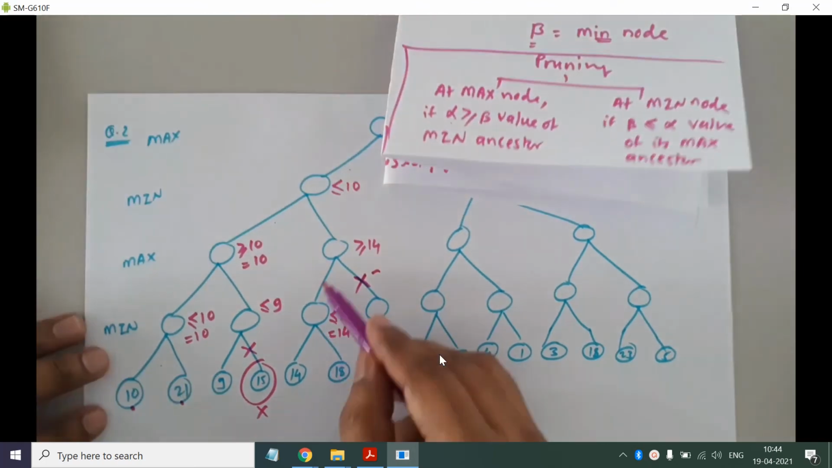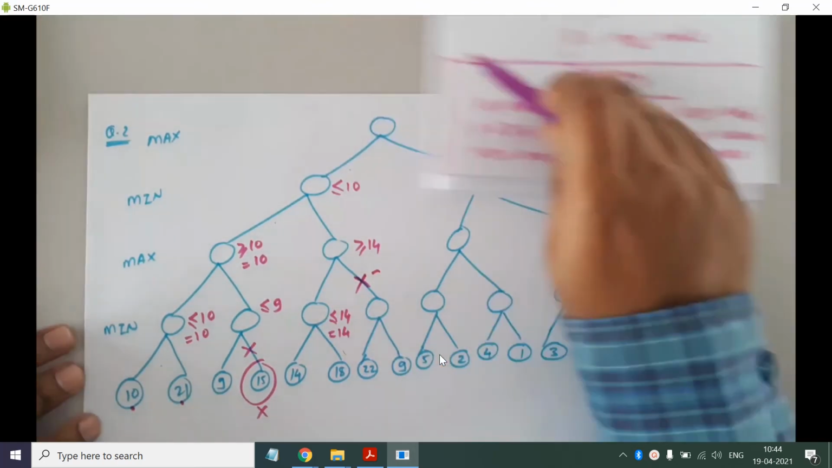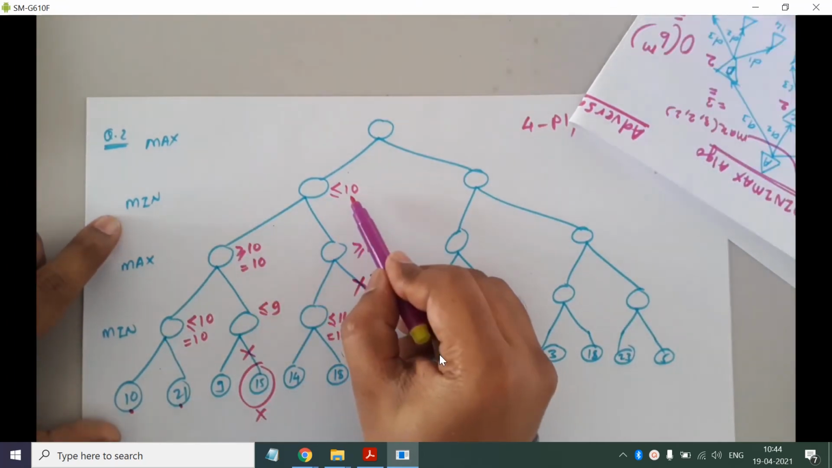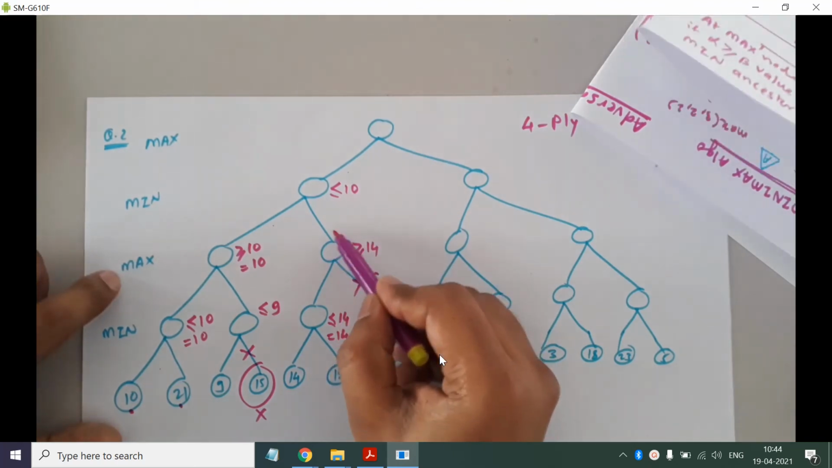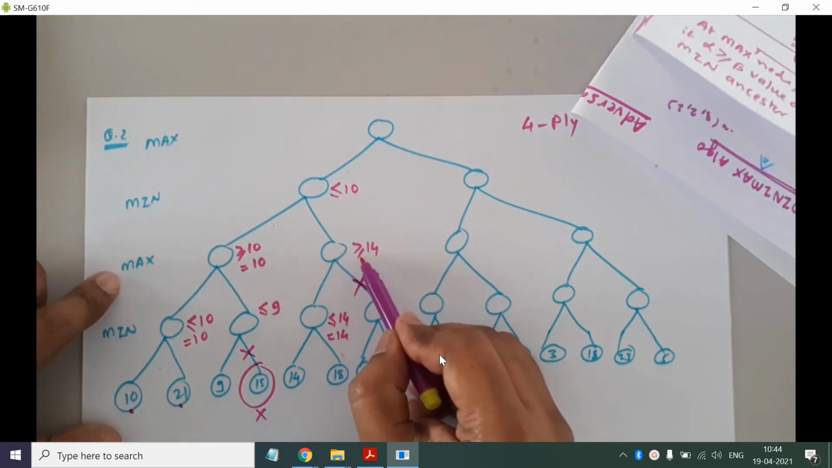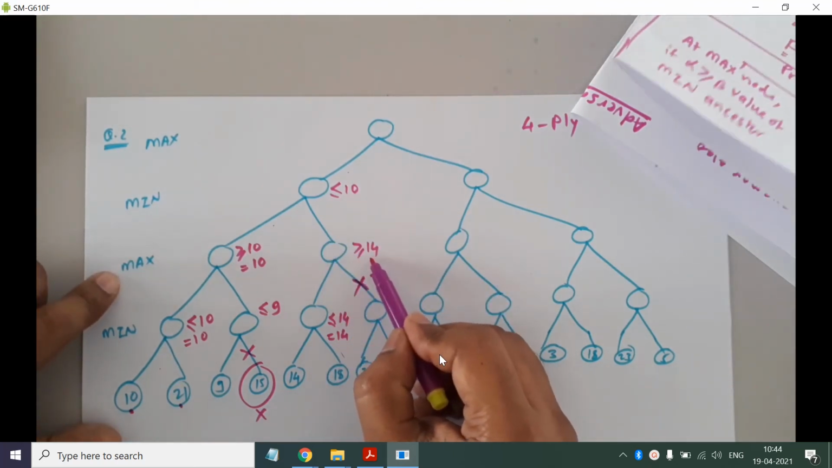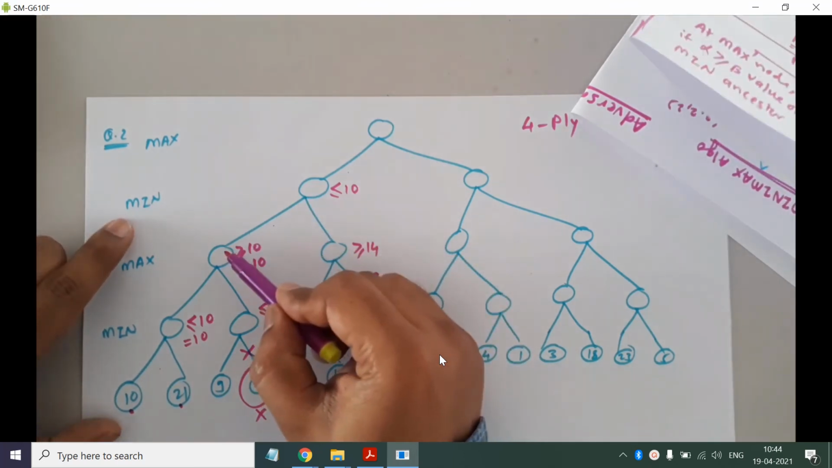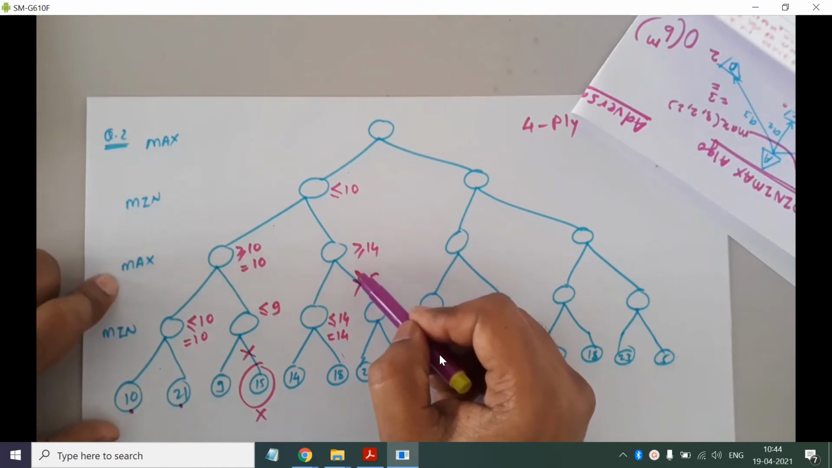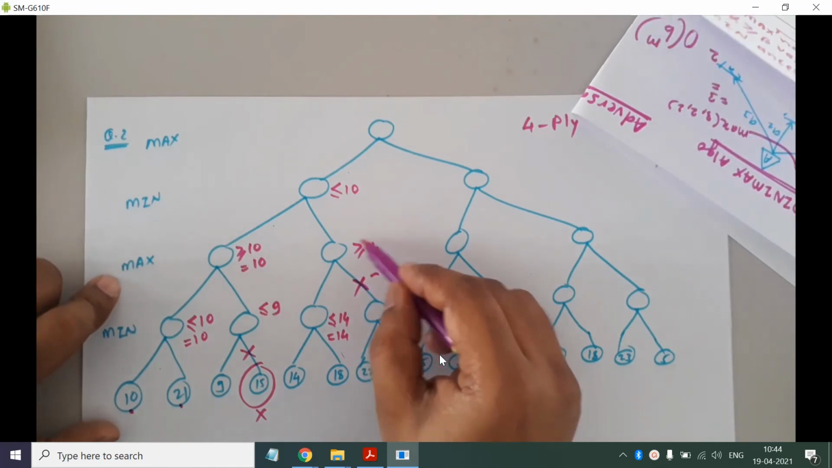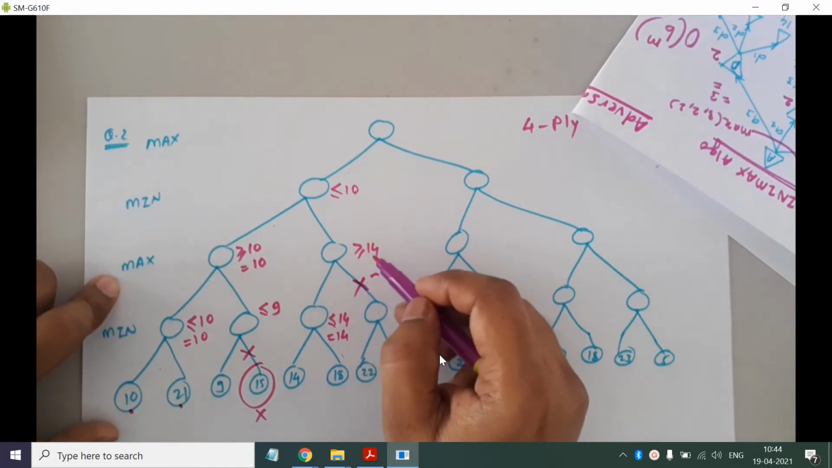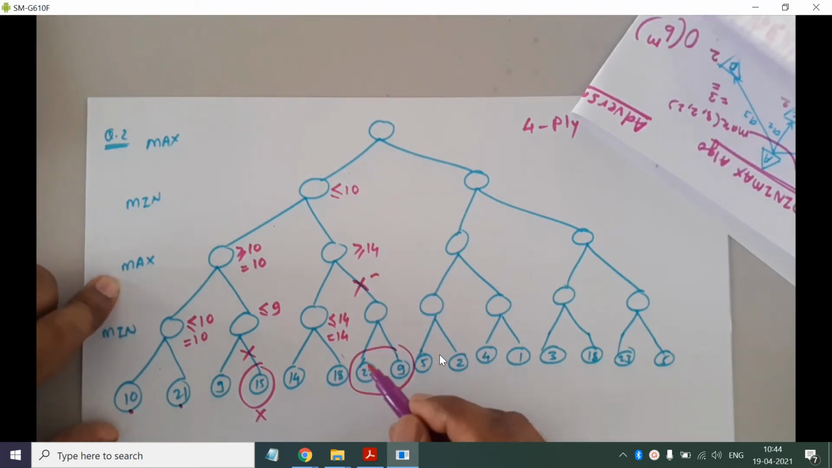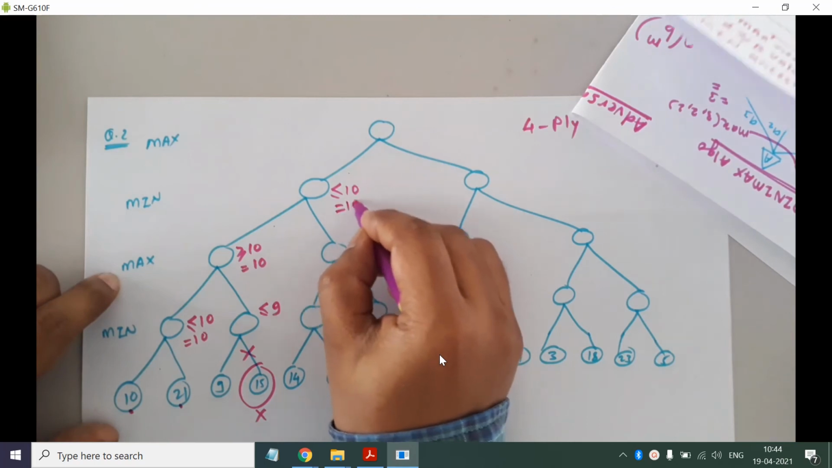We have visited this branch. Now what is the meaning of this? Min is expecting a value lesser than 10, and here max is expecting greater than 14, right? So min will say that I will go with this branch; no need of this branch, because for max a better reward is possible. So these two nodes are pruned, and its beta value will become 10.